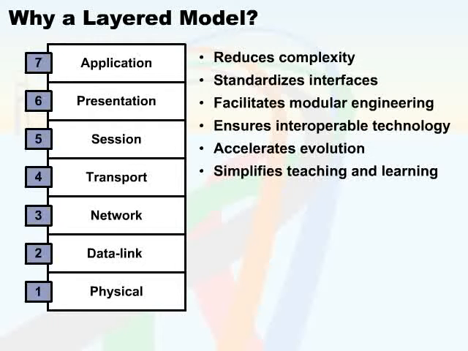Now, you'll want to make sure that you're familiar with all 7 layers of the OSI model. The application layer, layer 7, the presentation layer, layer 6, the session layer, layer 5, the transport layer, layer 4, the network layer, layer 3, the data link layer, layer 2, and finally the physical layer, layer 1.